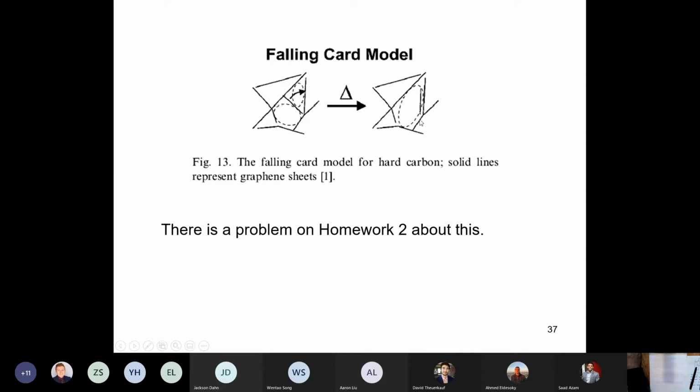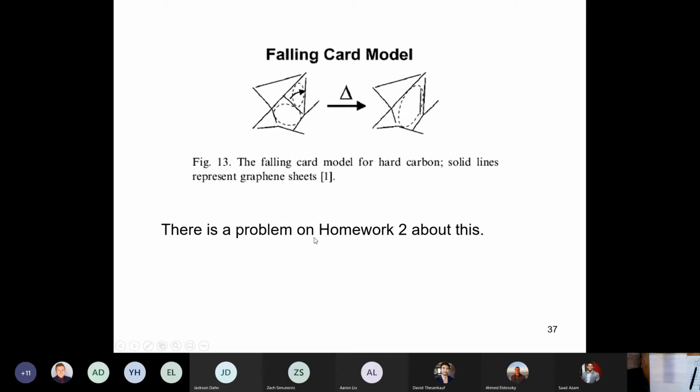So it's just a simple hand-waving model for what happens when you heat a hard carbon. The internal porosity actually gets bigger. So that's kind of cool. The average pores become larger.